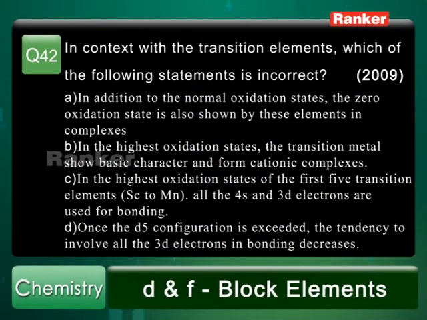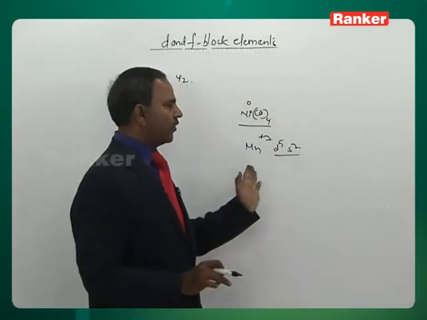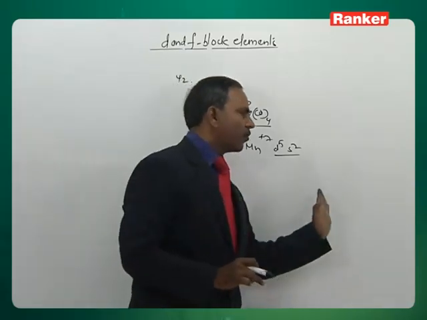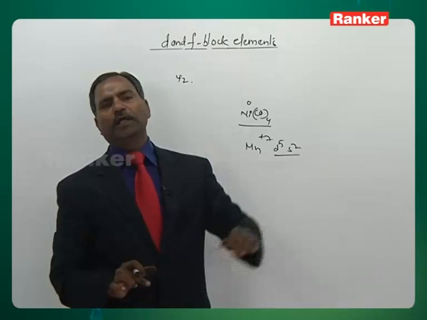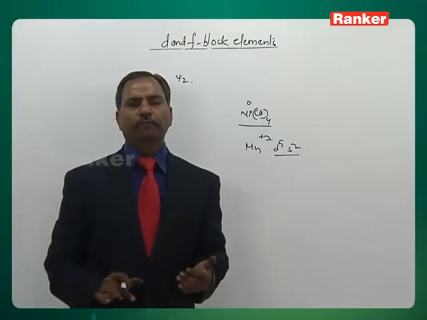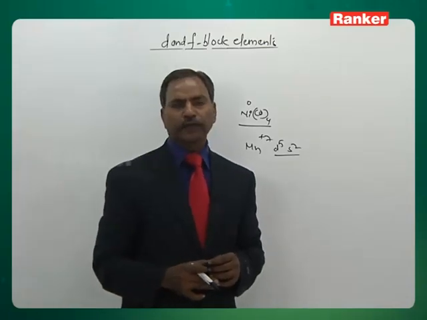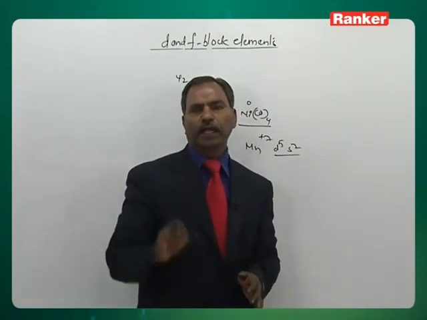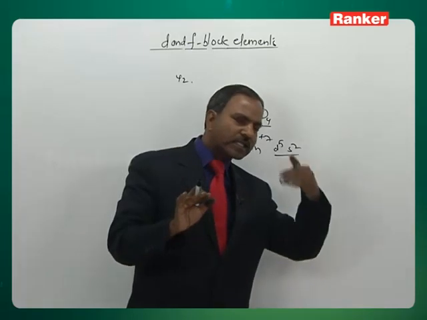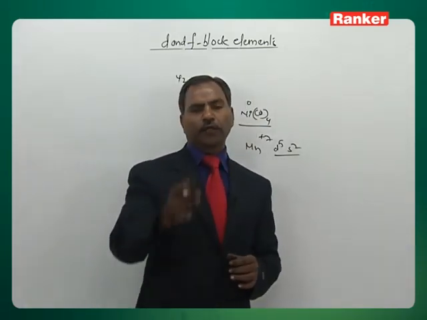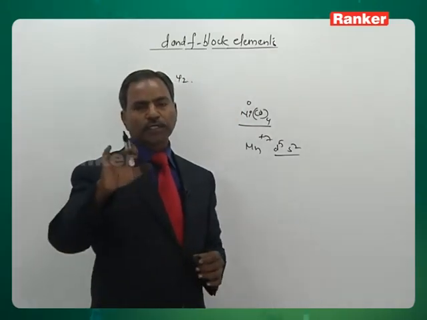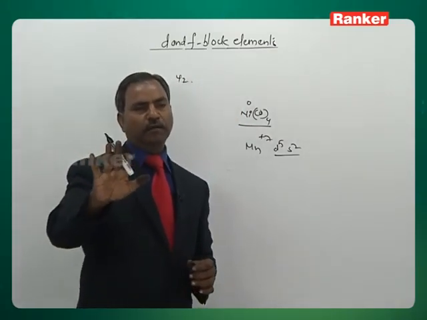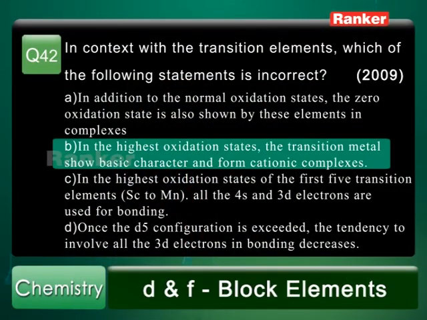Coming to option D: once the d5 configuration is exceeded, the tendency to involve all the 3d electrons in bonding decreases. After d5, the nuclear charge gradually increases, so the nuclear attraction on the d orbital electrons increases. Therefore, as the configuration exceeds d5 to d6, d7, d8, they cannot easily lose electrons as they do up to d5. So option B, the highest oxidation state of the transition metals showing basic character, is wrong. They show acidic character. Here answer B is the correct one.